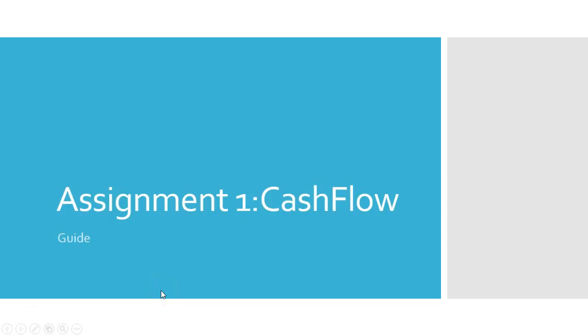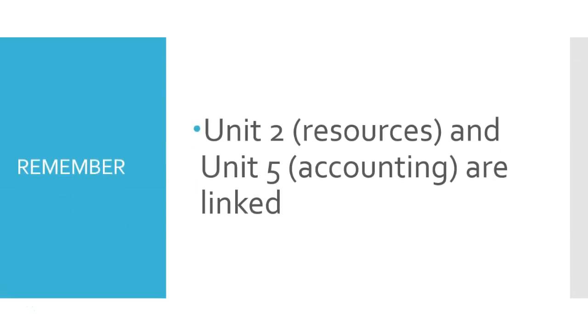Okay, assignment 1, cash flow. Here's a good solid guide which will help you with the assignment. Unit 2, basically this is part of 2 units. One's resources, which you did at the start of the year. This is the accounting part of it. And Unit 5, accounting. Both are linked.